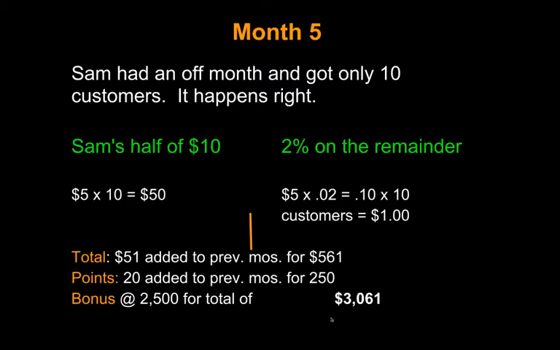So he made $50 off that, $51 if you add the 2% in. Okay, $51 added to his previous months brings him to $561. And then his points was just 20 points. So you add 20 points in, you get 250. Again, look at what he was able to make this month without hardly doing any work at all.